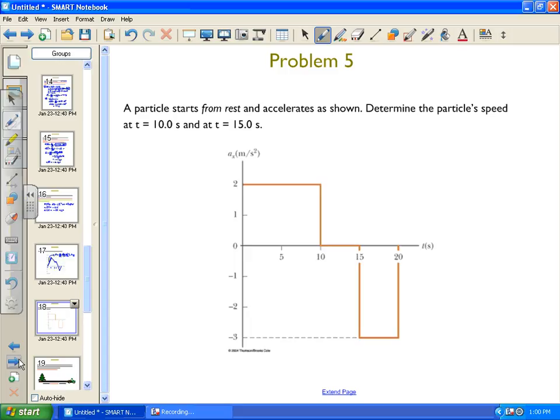Okay, here again we're given another graph, and from this graph we are told to determine the particle's speed at t equals 10 seconds and at t equals 15 seconds. Further, we're told that the particle starts from rest. And that is important because we know that our v initial when t is equal to 0 is 0. So let's begin by examining the graph that is given at the time period 0 to 10 seconds. We see that the acceleration of the particle is constant and equal to positive 2 meters per second squared. Further, we note that the acceleration of the particle from t equals 10 seconds to t equals 15 seconds is constant and equal to 0. So let's proceed.